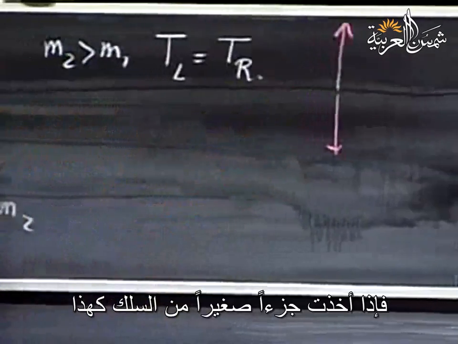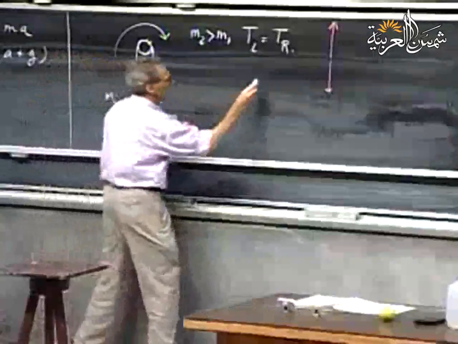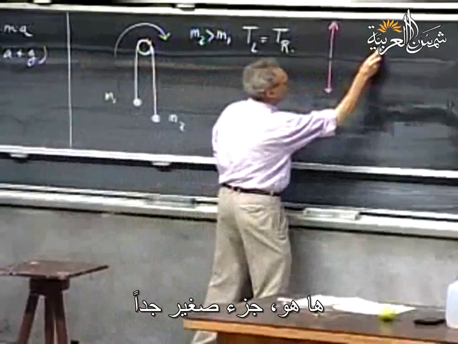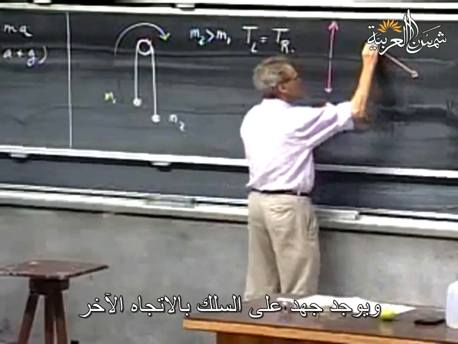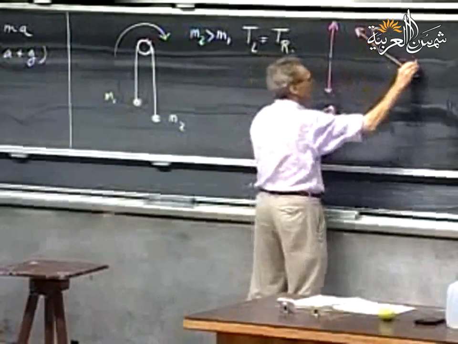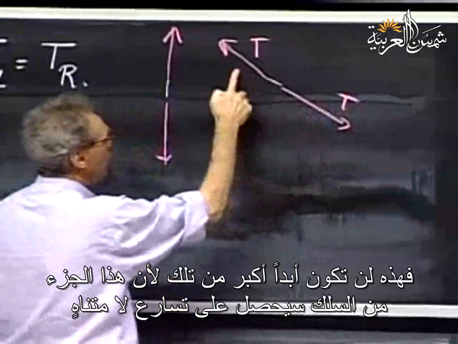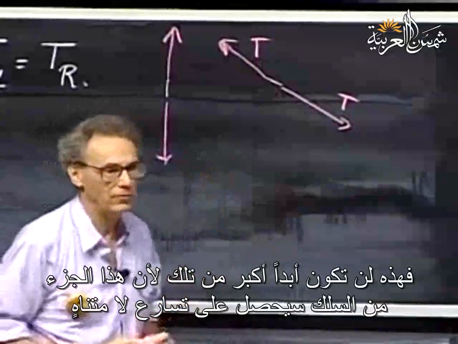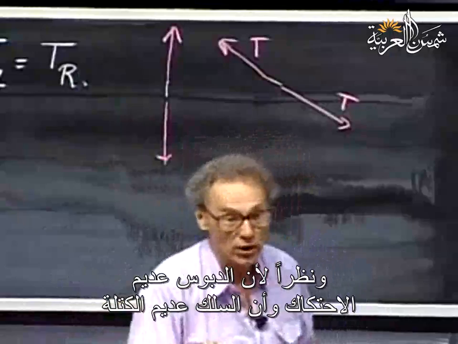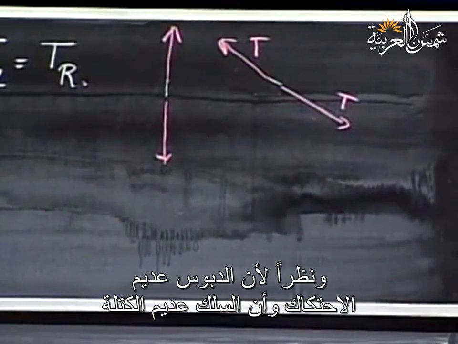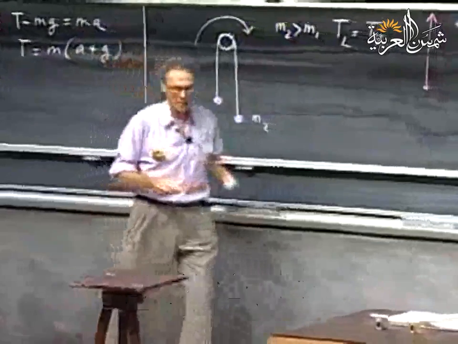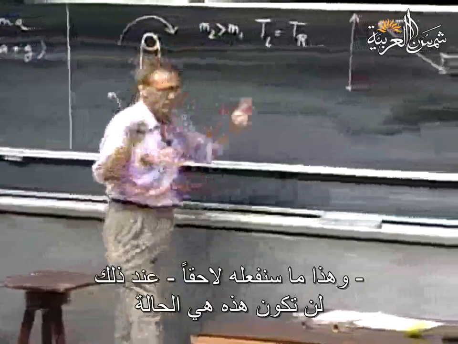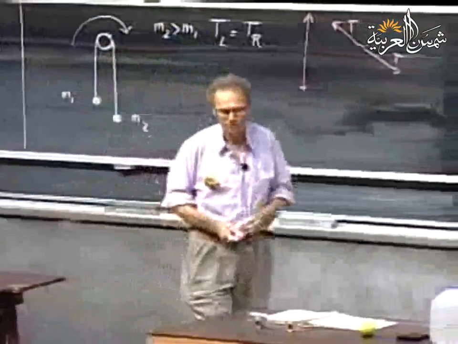If you take a little section of the string here, a teeny weeny little section, there is tension on the string on one side, and there is tension on the string on the other. This one could never be larger than that, because this little piece of string would get an infinite acceleration. So because there is no friction on the pin, and because the strings are massless, only because of that must the tension be everywhere the same. If there is friction in the pin, which we will do later, then it's not the case.